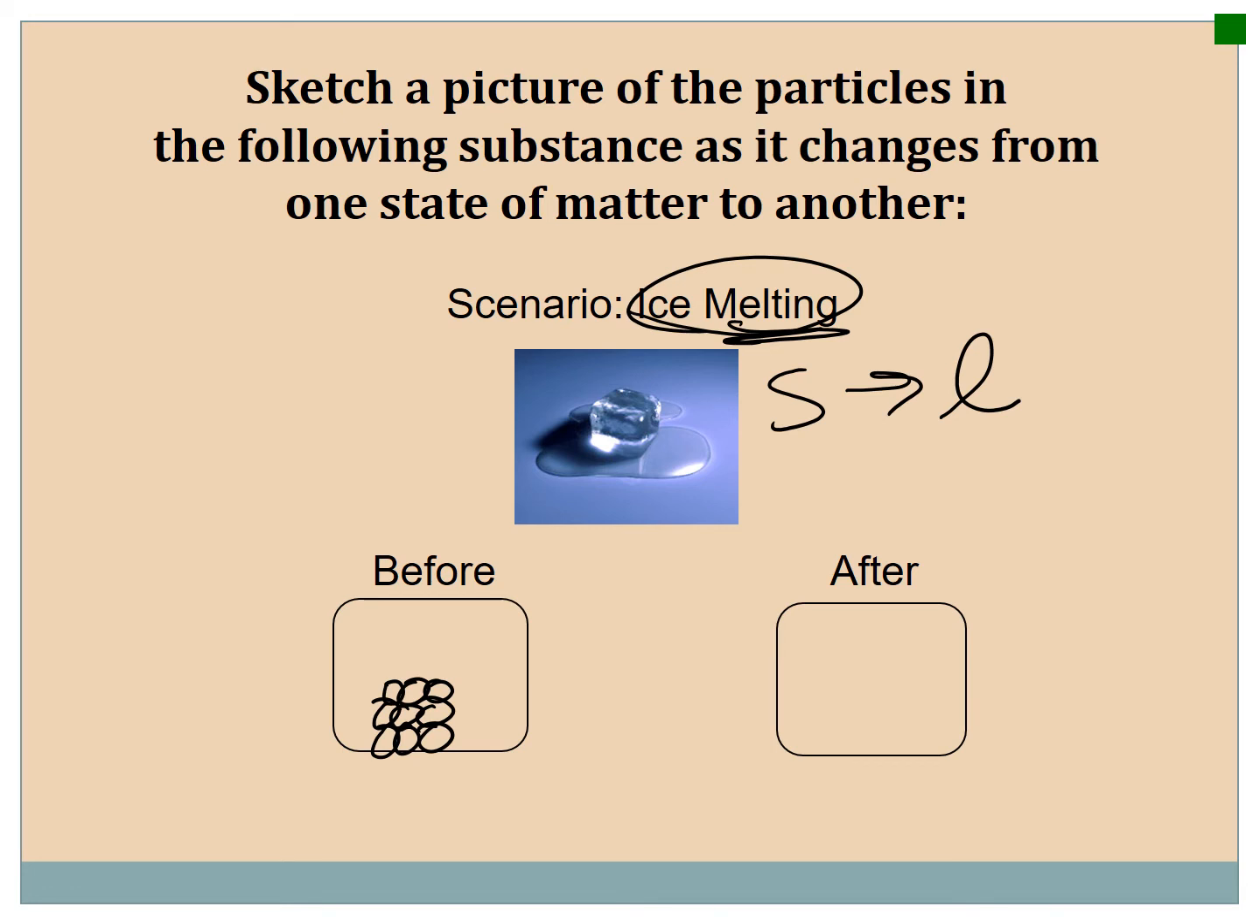After, it's going to be a liquid. So I'm going to draw my squiggle line. I used 9 particles in my before, so I'm going to use 9 again. I didn't lose any of my particles, so I'm going to have 9 afterwards. So it's going to be 1, 2, 3, 4, 5, 6, 7, 8, 9. I do like to try to make them a little bit random, so it's not as orderly as that solid looks.